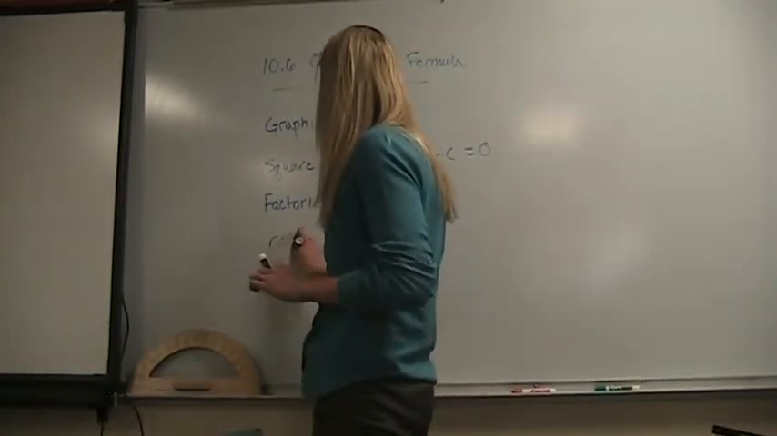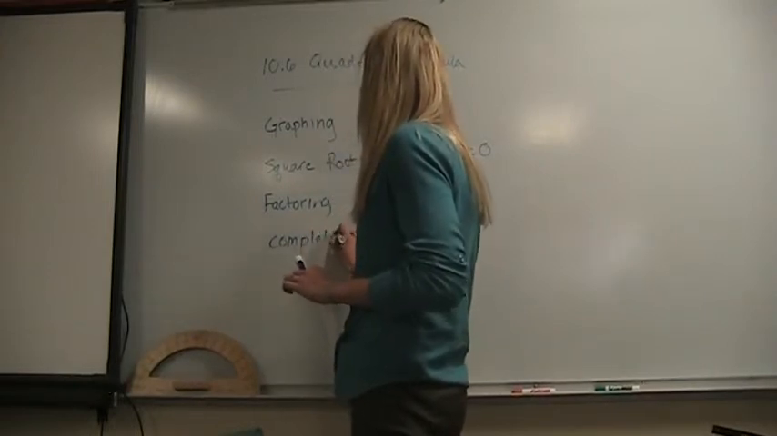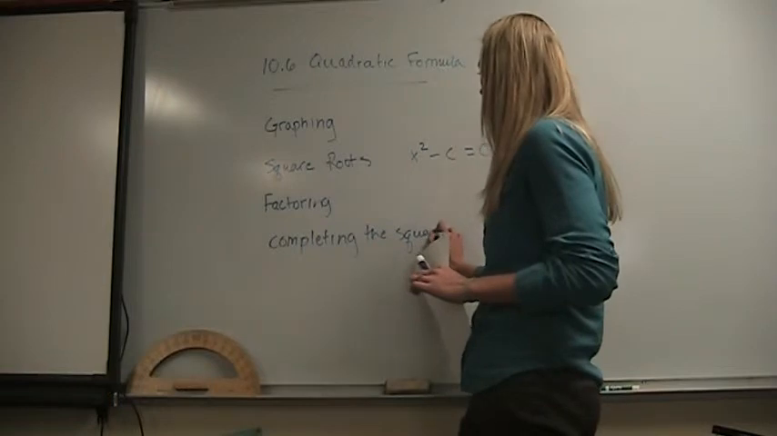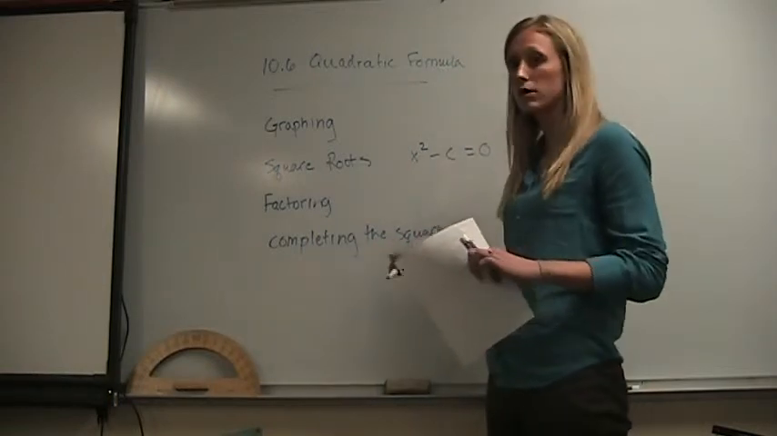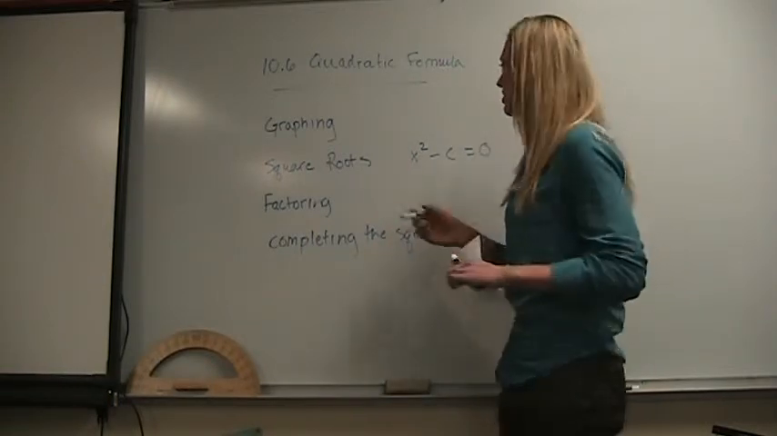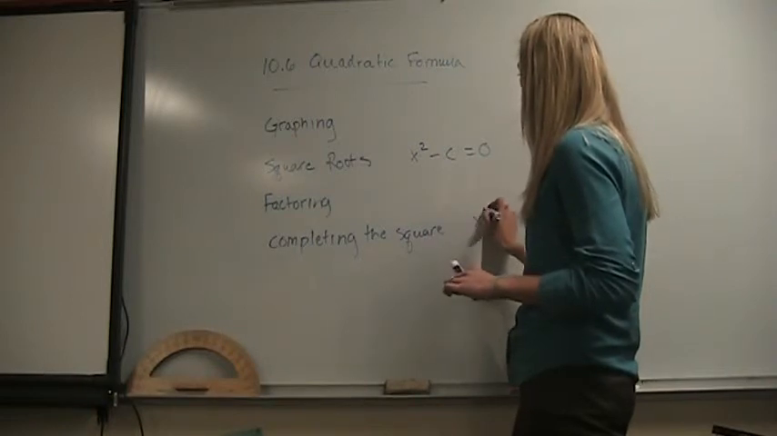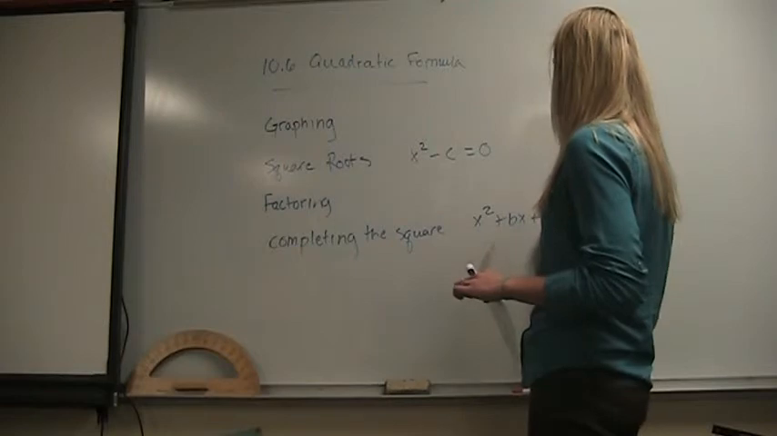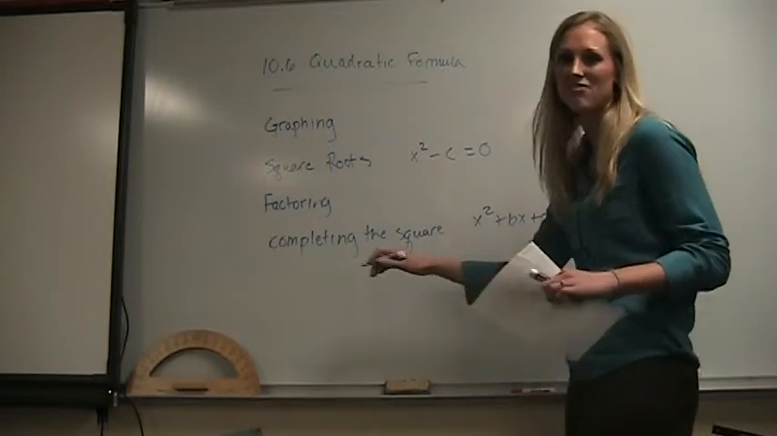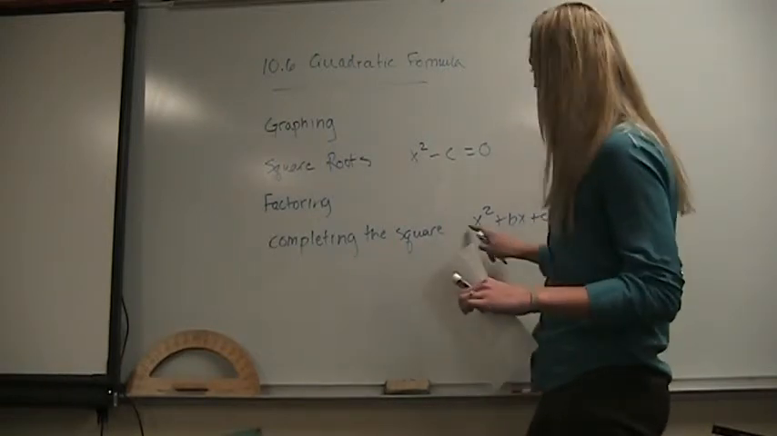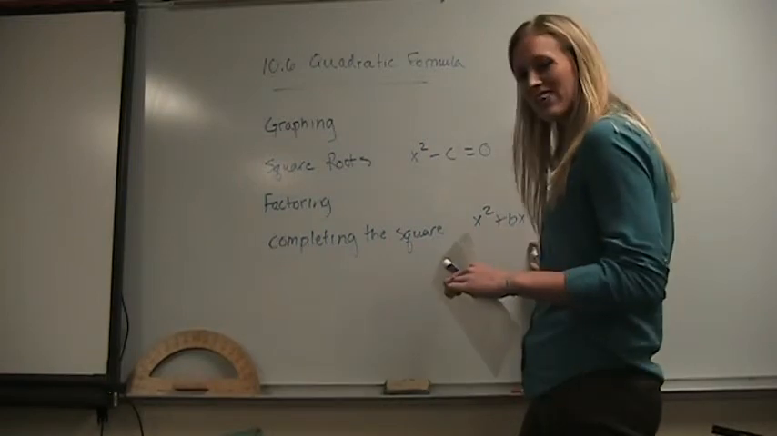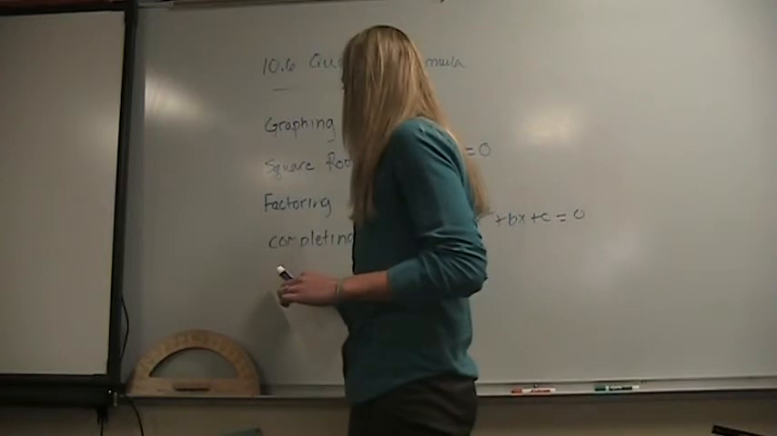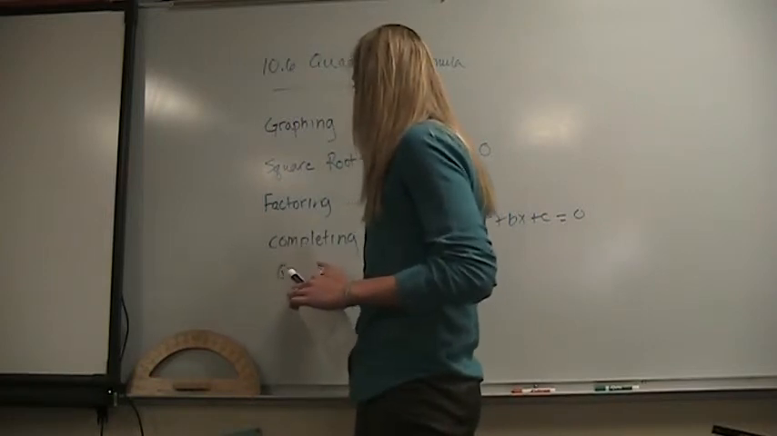Completing the square. We use the completing the square method when it's not easy to factor, but when we have a equal to 1. That's when it's going to be easiest, because if we don't, we have to divide everything by whatever a is. So when a is equal to 1, but the rest is difficult to factor, completing the square is really great. And then lastly, the quadratic formula that we just learned.